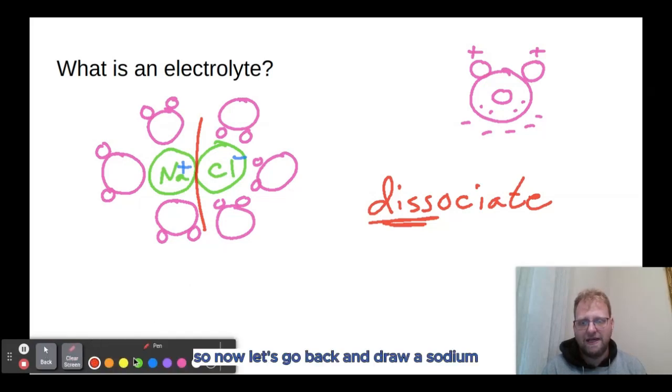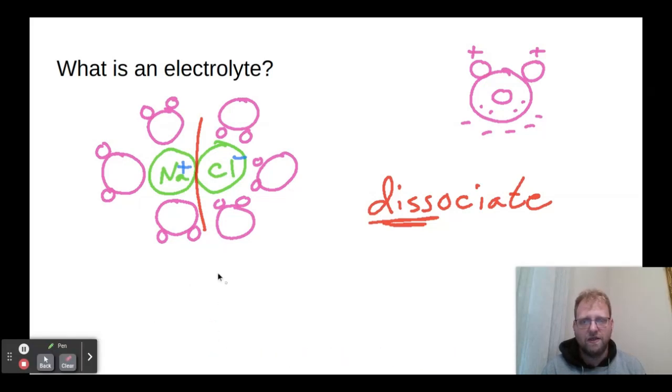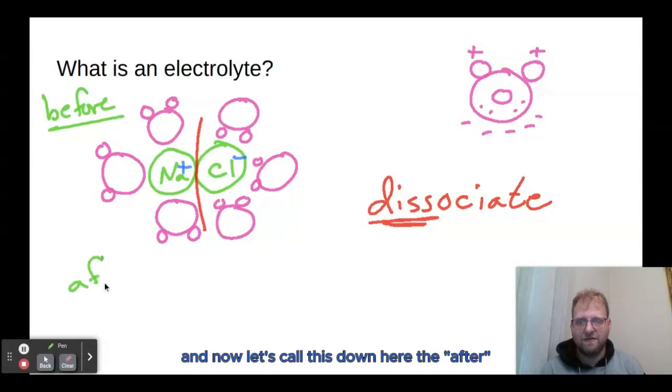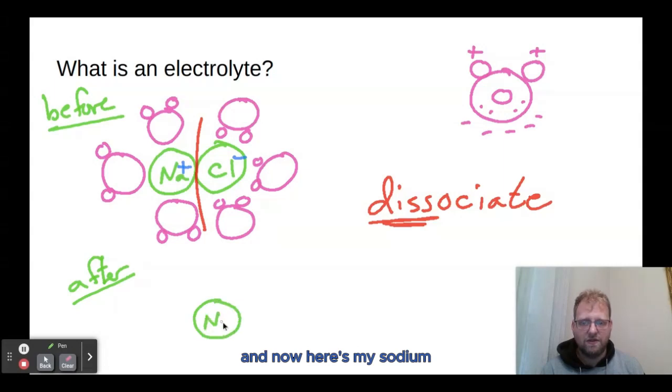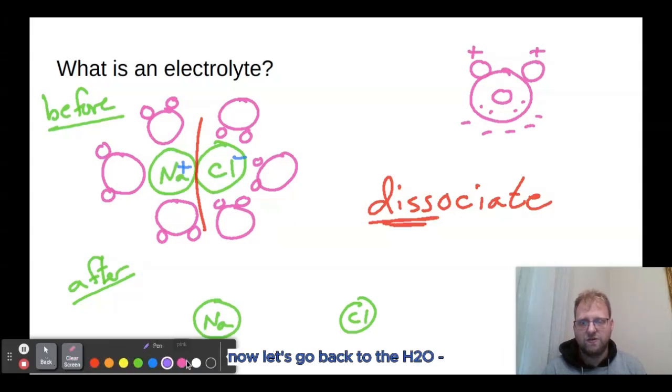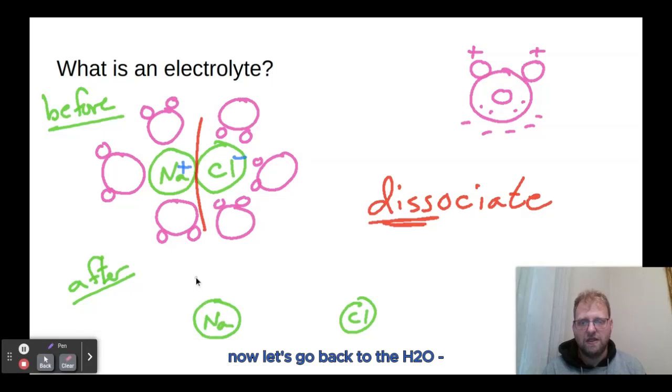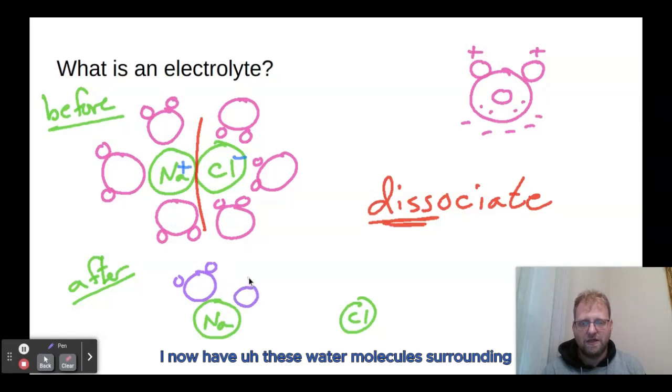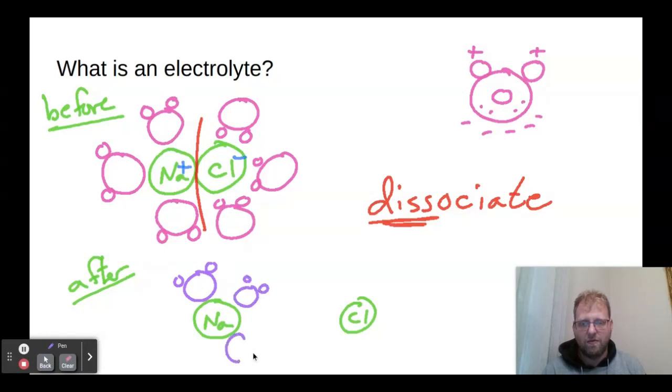So now let's go back and draw a sodium. Let's call this the before. So this is before. And now let's call this down here the after. So water molecules surround. And now here's my sodium. Here's my chloride. I'm going to space them out because check out how I'm going to draw the rest of this now. Let's go back to the H2Os. I now have these water molecules surrounding my sodium ion like so.